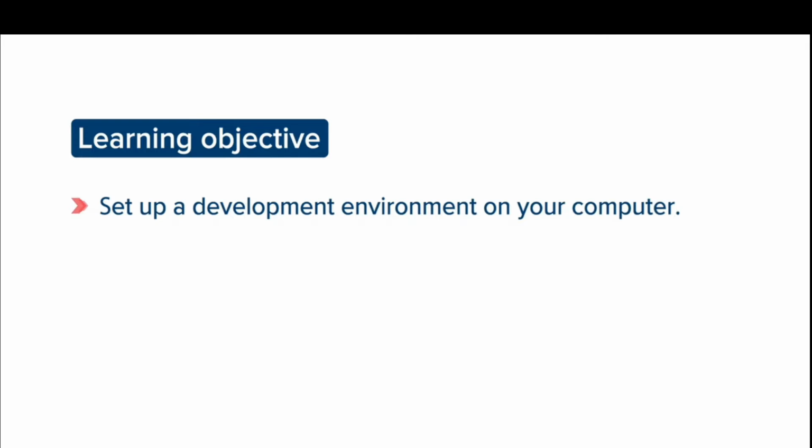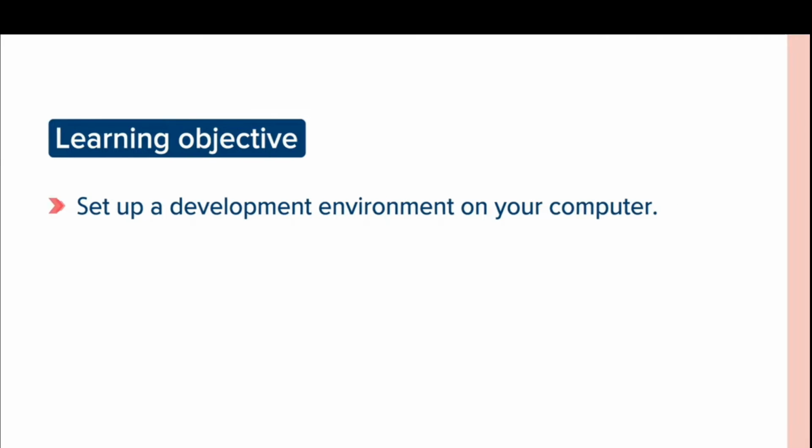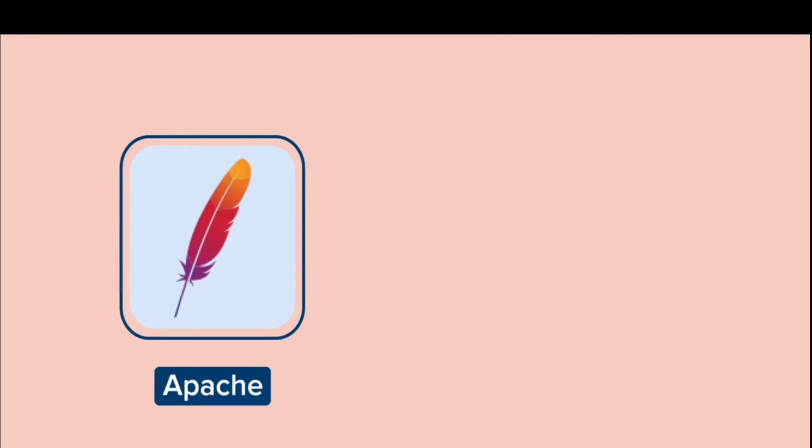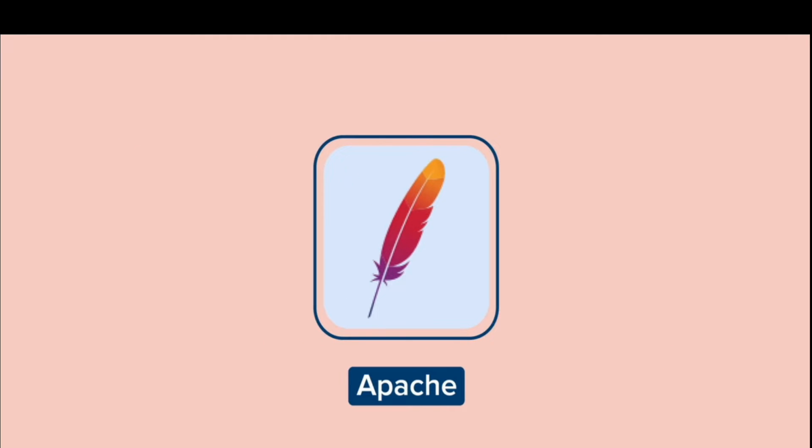By the end of this video, you will be able to set up a development environment on your computer. Apache and Nginx are the most commonly used web servers. However, we will be focusing only on Apache since it is free to use and the most widely used web server. Let us see how we can use Apache locally in the Windows operating system.